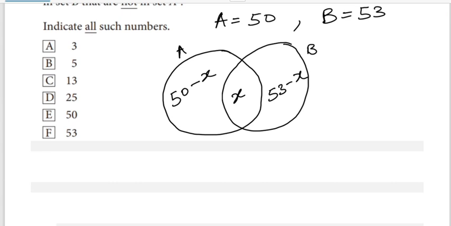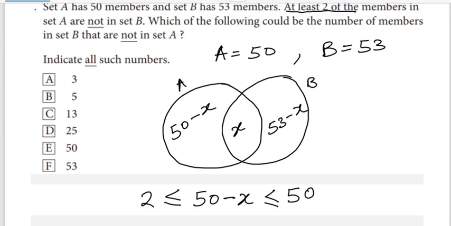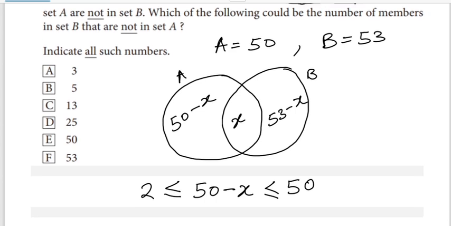So let's put that in an inequality. This would be 2 has to be less or equals to this number 50 minus X, and this has to be less or equals to 50, because at the end of the day, all the members in A can all be just in A but not in B. That's why it is less or equals to 50.